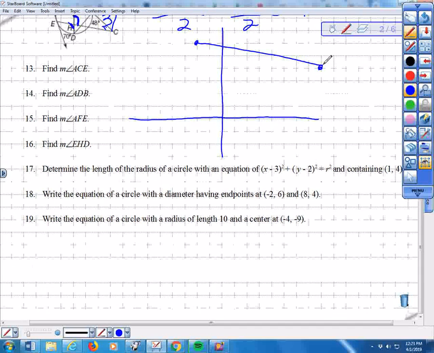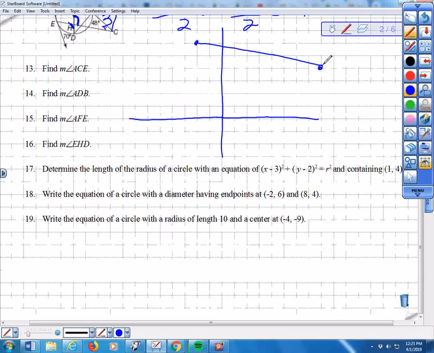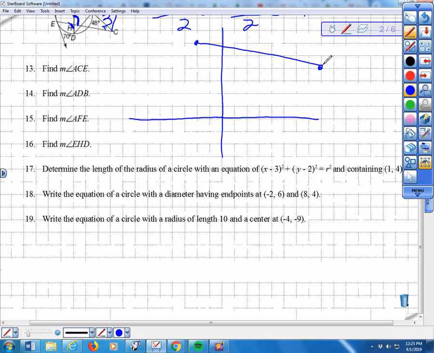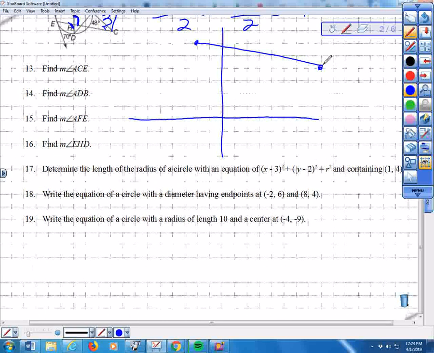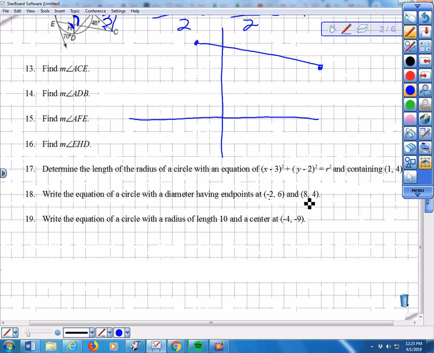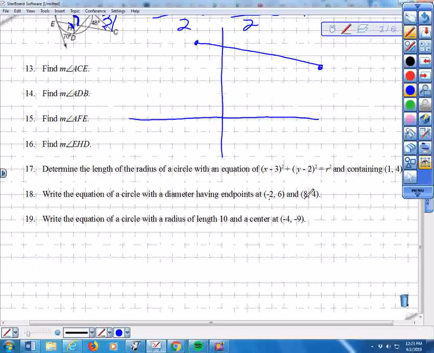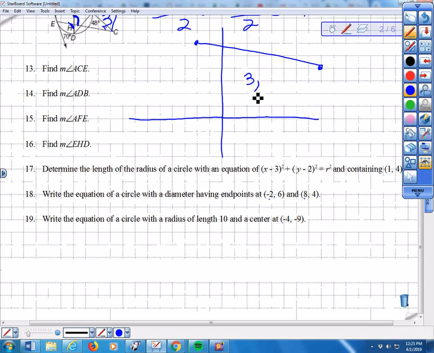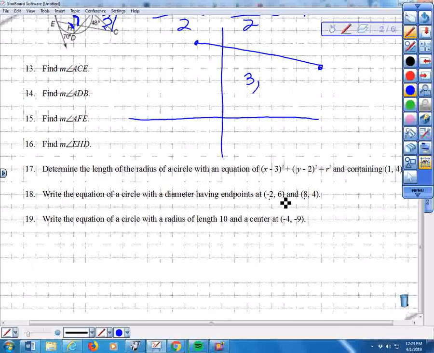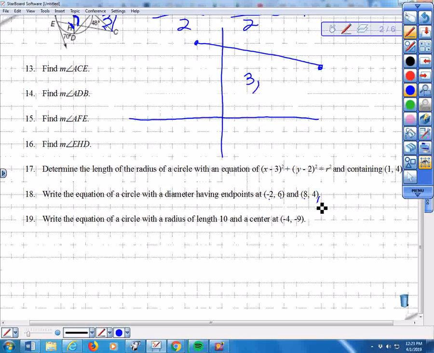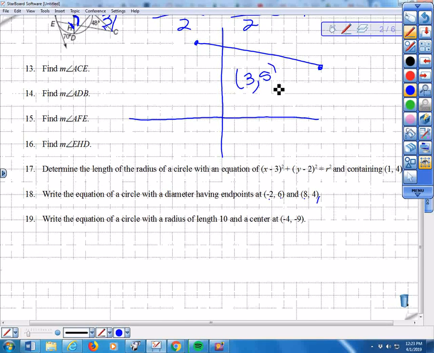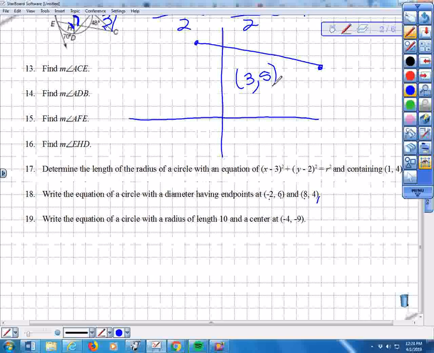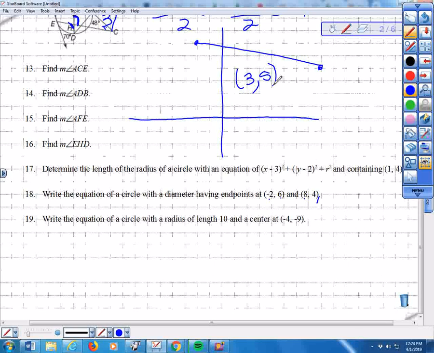Midpoint formula? You just average the x's, average the y's. My x's are negative 2 and 8. So I add that together, I get 6. 6 divided by 2 is 3. So the x-coordinate is 3. Y-coordinate, I add the 6 and the 4, and I get 10, divided by 2 is 5. So my center of the circle, 1, 2, 3, 4, 5, is right there at 3, 5.